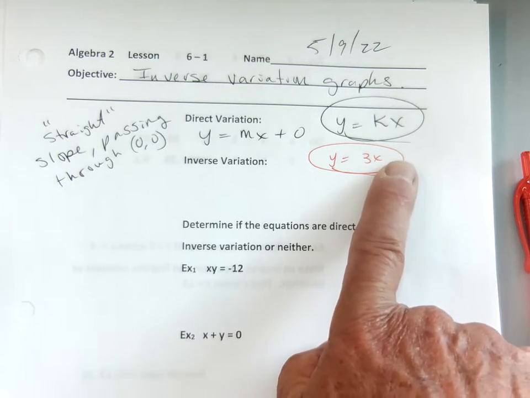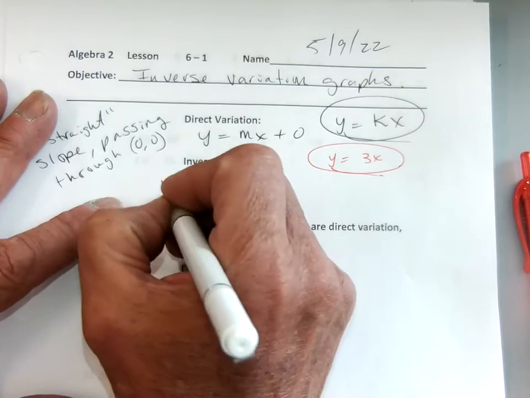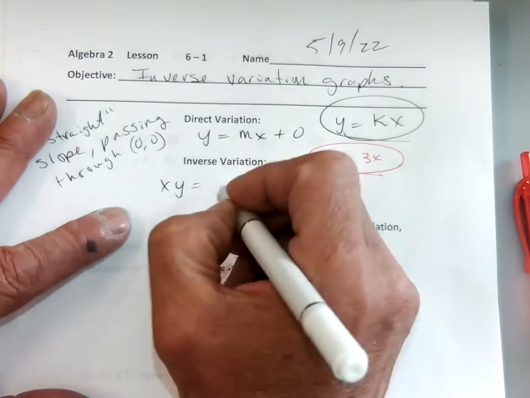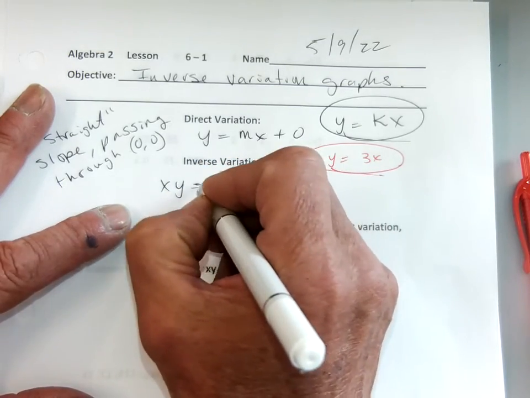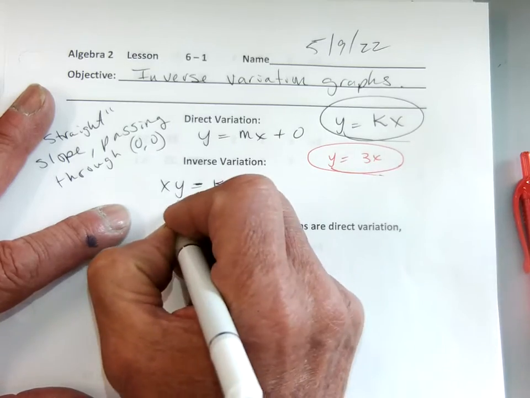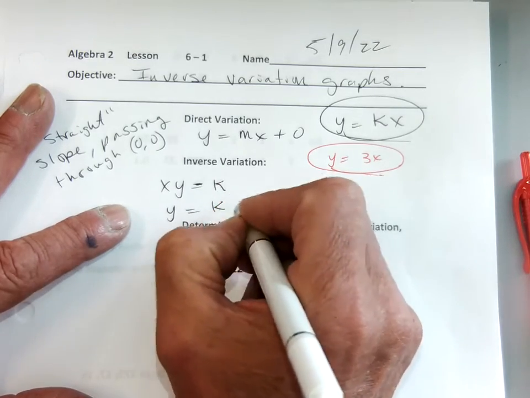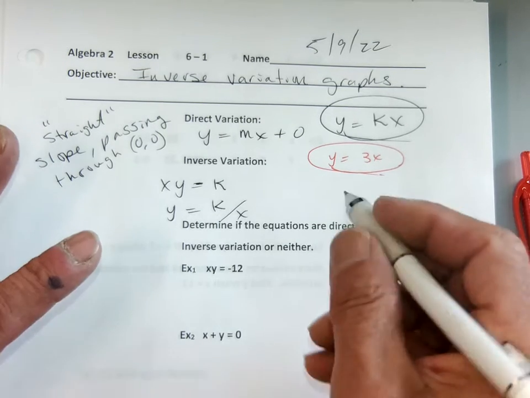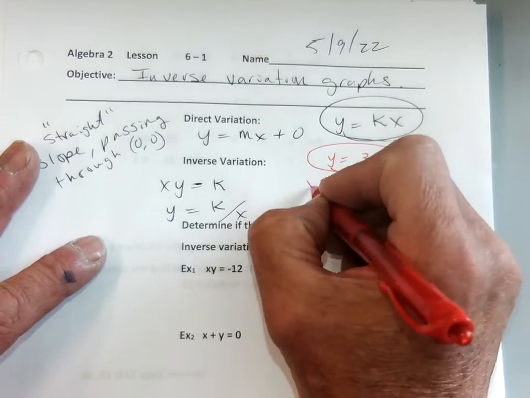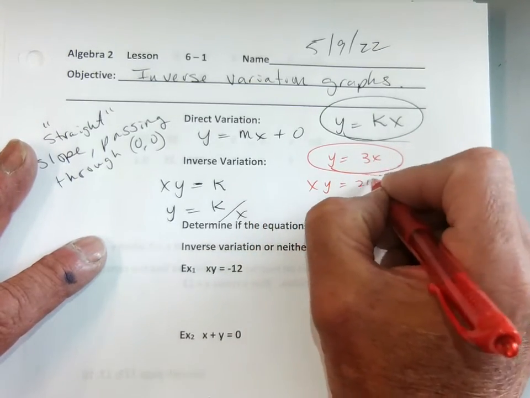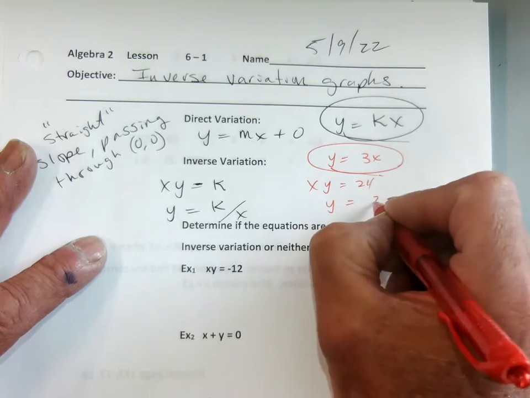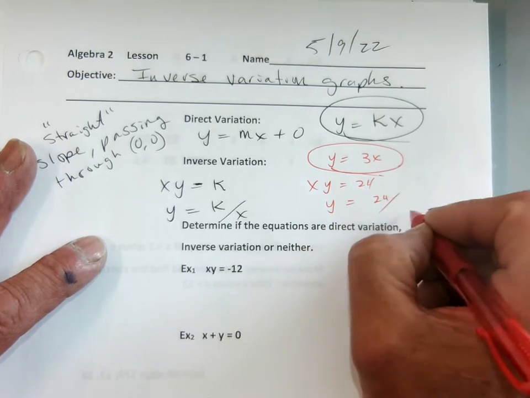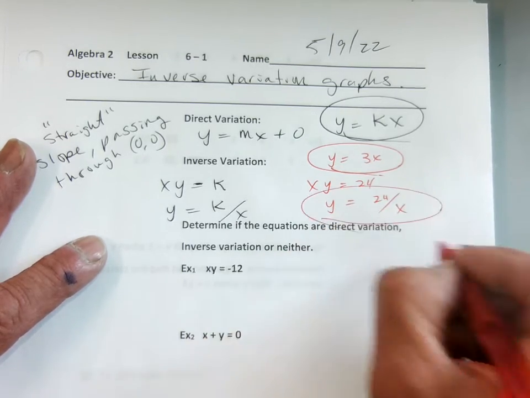Now inverse variation we just saw. If you have some x times y equals some number, and they like the value k again, or you can write as y equals k over x, that's inverse variation. As one gets bigger, the other gets smaller. Our example was x times y equals 24, or y equals 24 divided by x. Okay? That was our example.